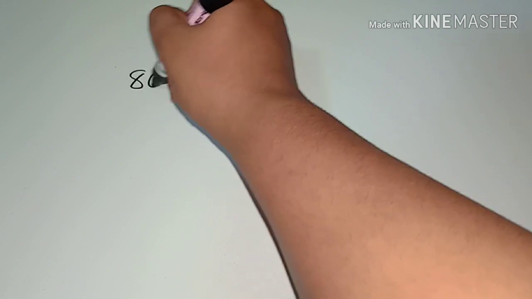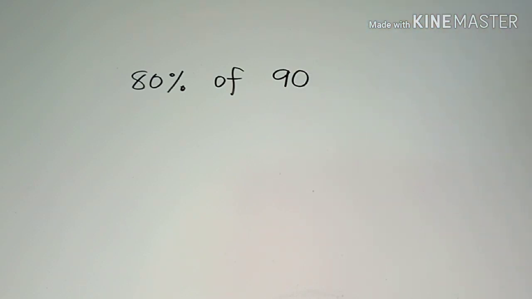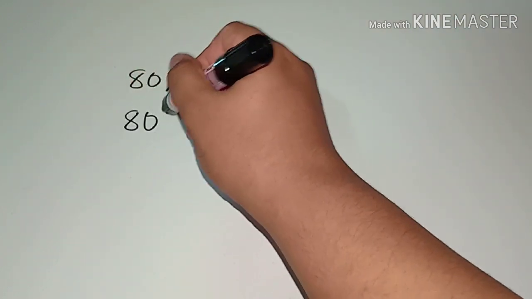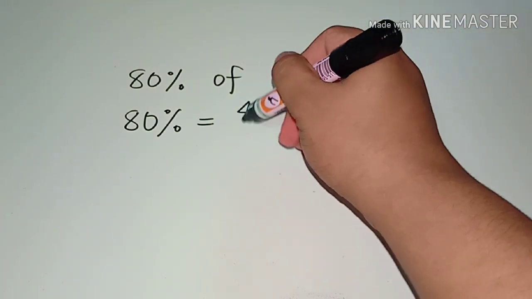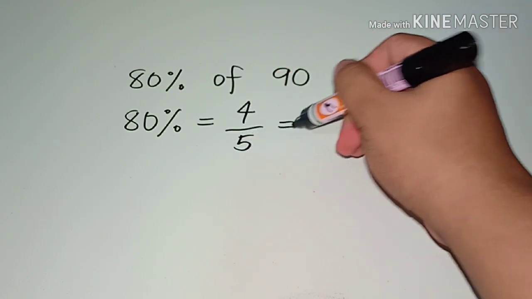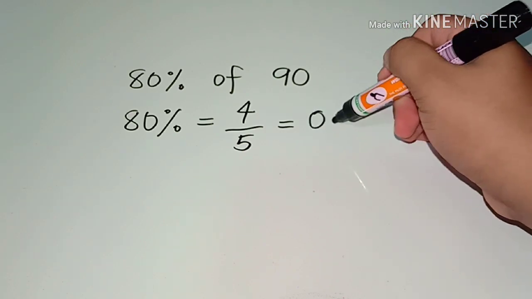Next example is what if we're looking for 80% of 90. So first, we will convert 80% into a fraction form and into a decimal form, because we will be using those in getting the percentage of a number. So we'll write here 80%, and the fraction form for 80% is 80 over 100. So when you simplify that, that's 4/5. And the decimal form of 80% is 0.8 or 0.80.